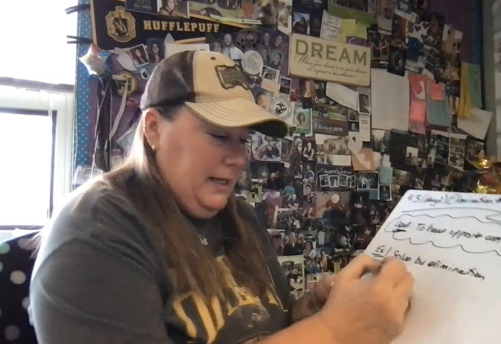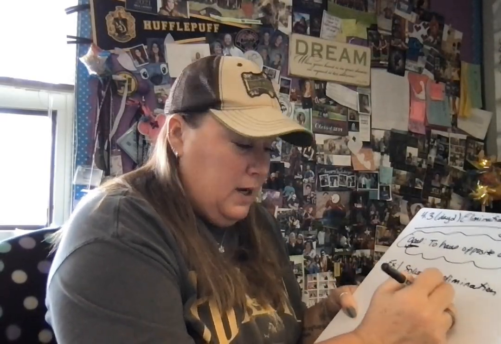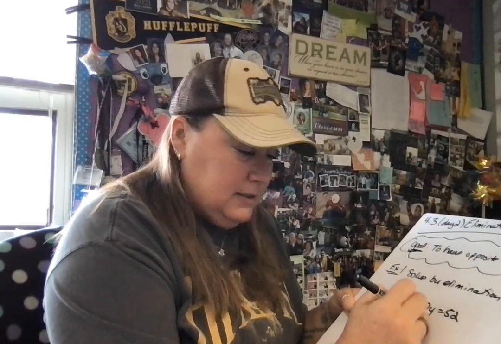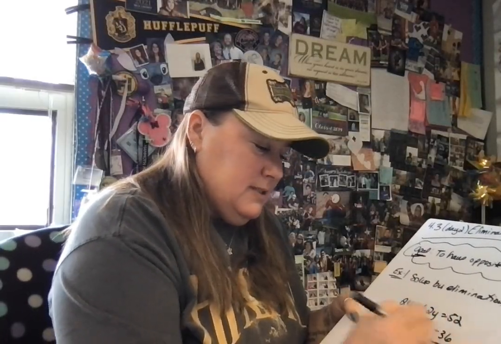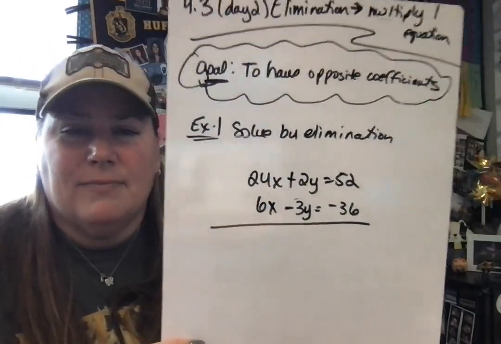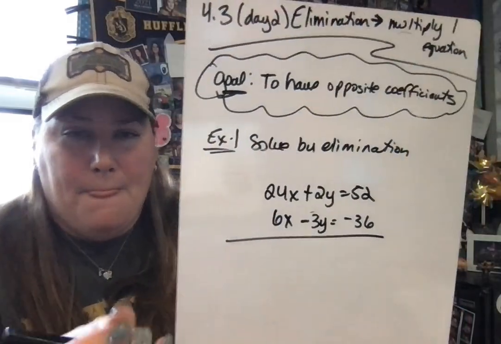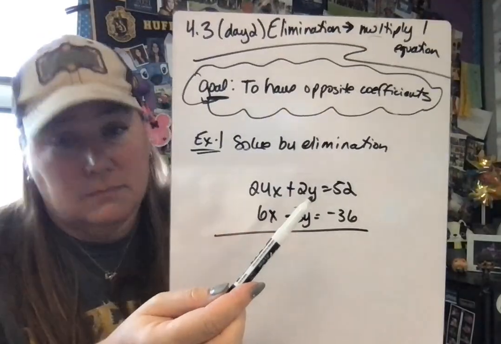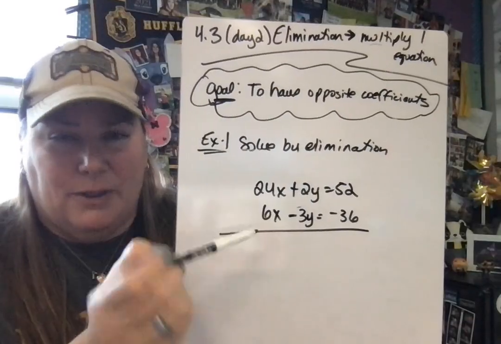Ooh, I like this one. 24x plus 2y equals 52. I'm going to tell you why I like it. 6x minus 3y equals negative 36. All right, here we go. Do I have opposite coefficients? No, that's yesterday's work.